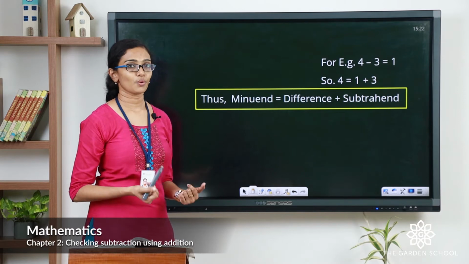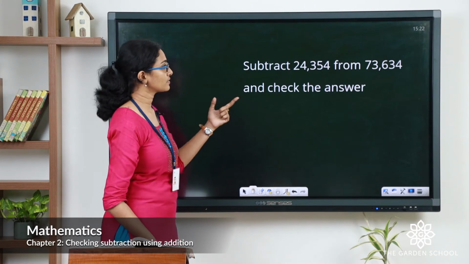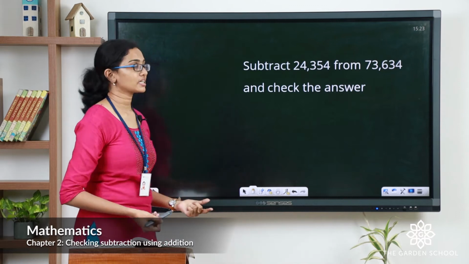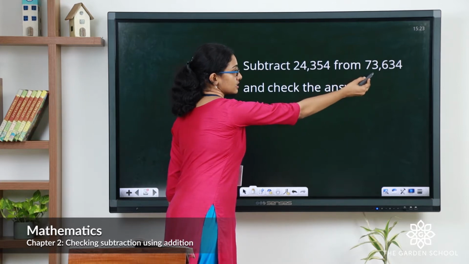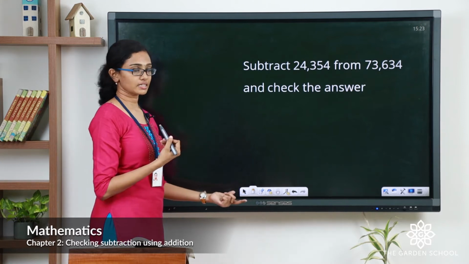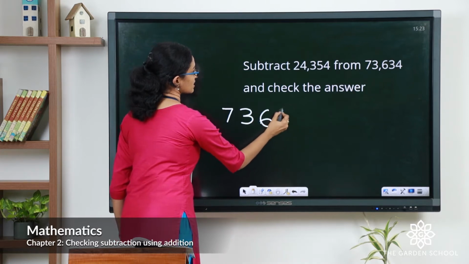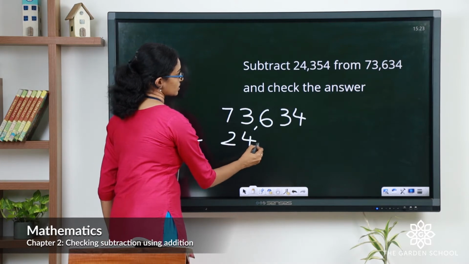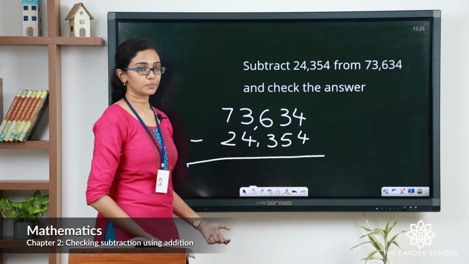Now let's see that with more examples. Subtract 24,354 from 73,634 and check the answer. Now, how do we subtract these two numbers? This is the smaller number and this is the bigger number, or the minuend. So, from the minuend, we are subtracting the subtrahend. So, let's write those numbers here. 73,634 minus 24,354.